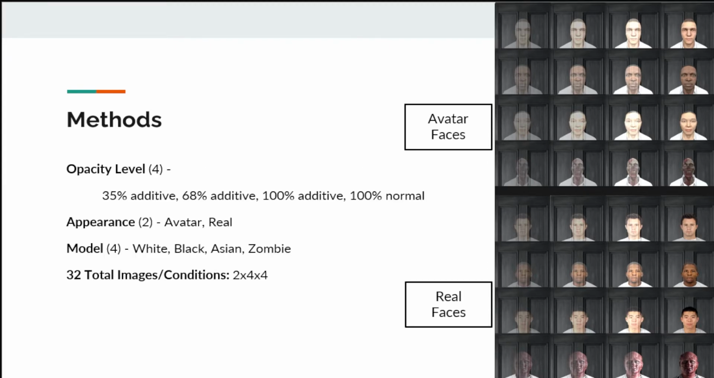The study involved 3 independent variables: opacity level, appearance, and model. Opacity level would vary the opacity of the virtual human compared to the background of the image at 4 different levels. Appearance would vary the virtual human in the image between a virtual 3D model and images of real faces obtained from the Chicago Face database. Finally, the model in the image would vary between a white male, a black male, an Asian male, and a male zombie, where zombie images were included as a means of verifying our measure of perceived humanness. This required generation of 32 total images for use in the study conditions.